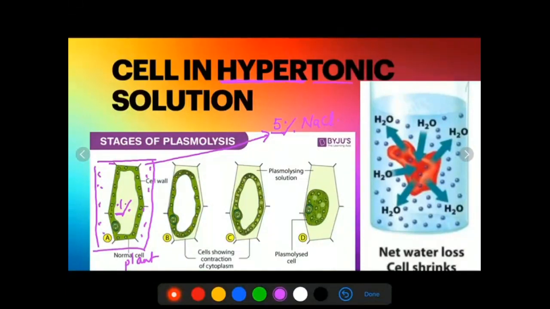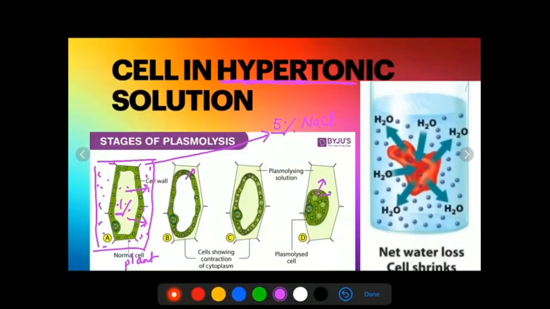Tonicity is for concentration. So if a cell is placed in a high concentration solution, we say that the cell is placed in a hypertonic solution. So what will happen? The water will move from inside of the cell to outside. Why? Here the water molecules are higher and here the water molecules are less. So the movement of molecules will be from inside the cell to outside the cell.